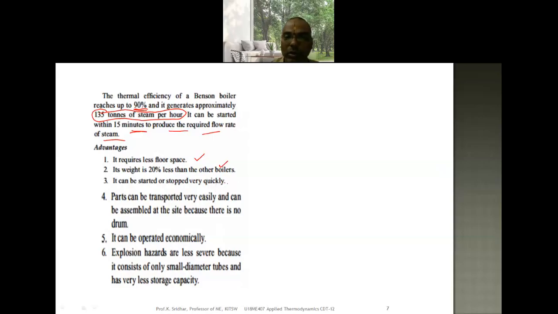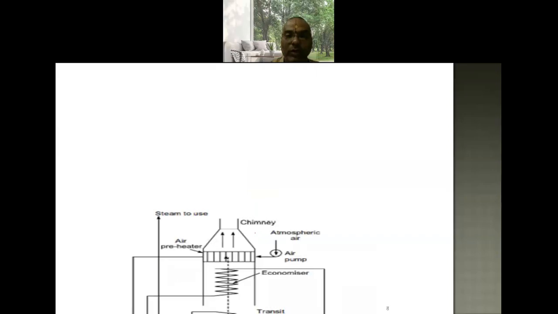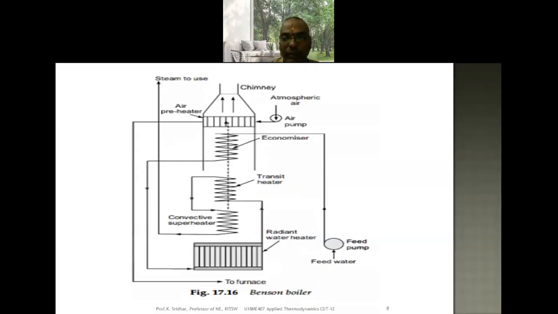It can be started or stopped very quickly. Parts can be transported very easily, and it can be assembled on site without any problem because there is no drum. It can be operated economically, and the explosion hazards are minimized in this Benson boiler. The line diagram always remains the same.